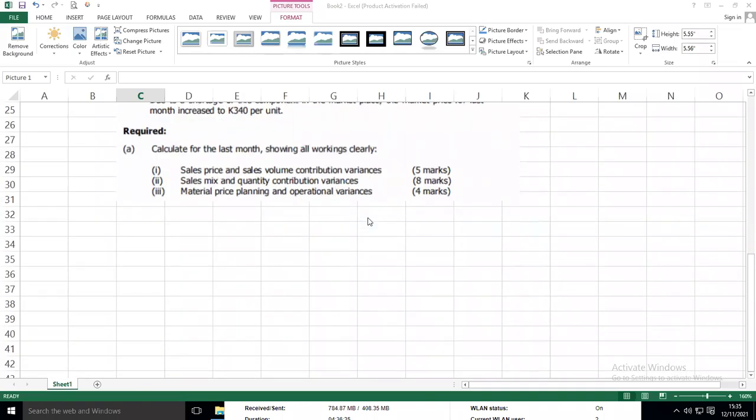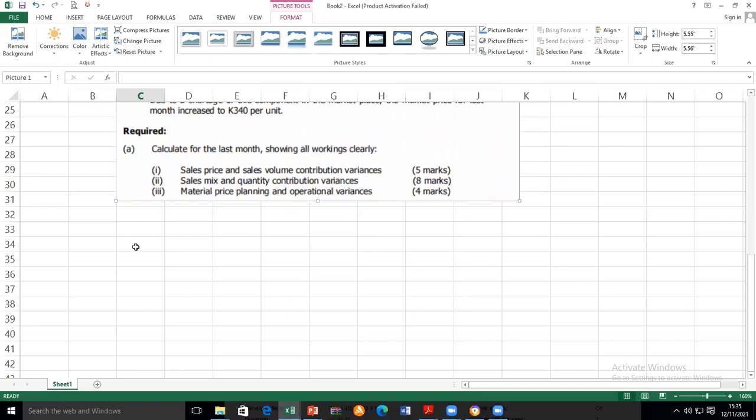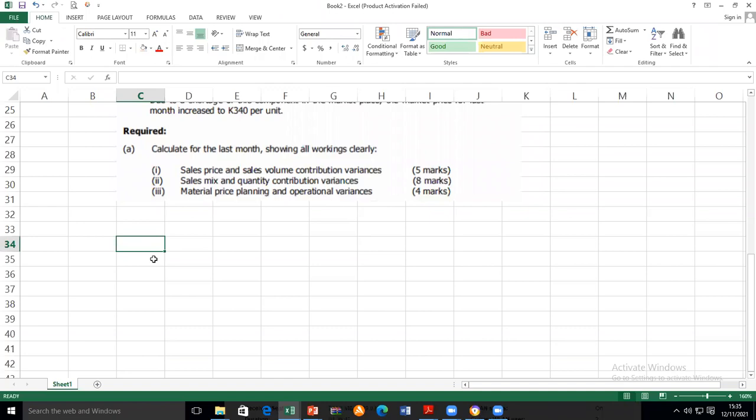Okay, let's get started. Sales price and sales volume variances. Who can give me the sales price variance formula? Standard price minus budgeted price. Minus the actual price, multiplied by the budgeted volume.